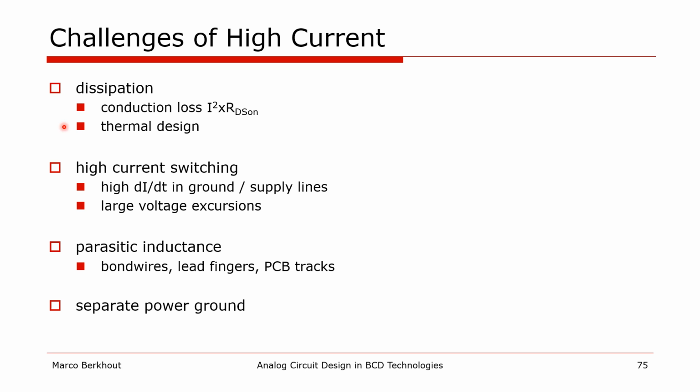Also, the switching operation causes fast current transients in the ground and supply lines, which in turn cause large voltage excursions because of parasitic inductance in bond wires, lead fingers, and PCB tracks. These voltage excursions can disturb other circuits or even trigger ESD protections. So this is why usually the half bridge has a separate power ground that allows some wiggle room with respect to a clean ground used for other circuits.